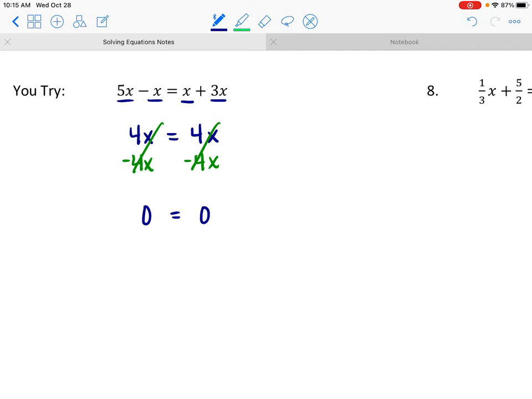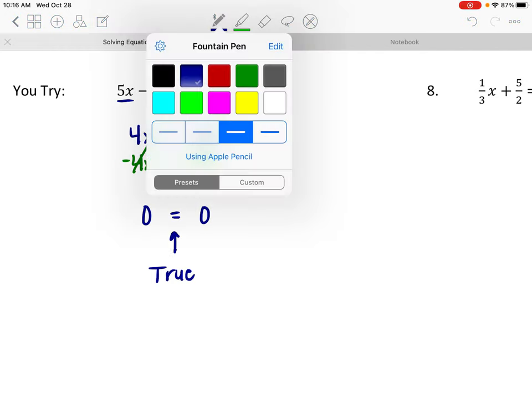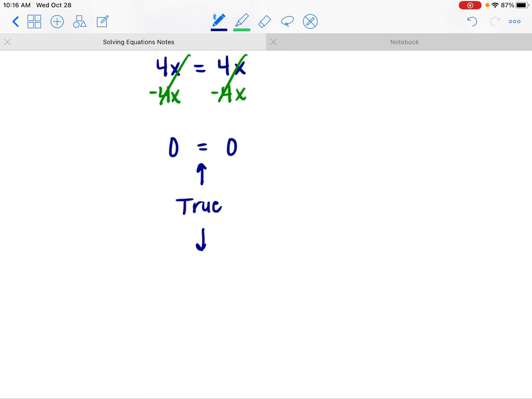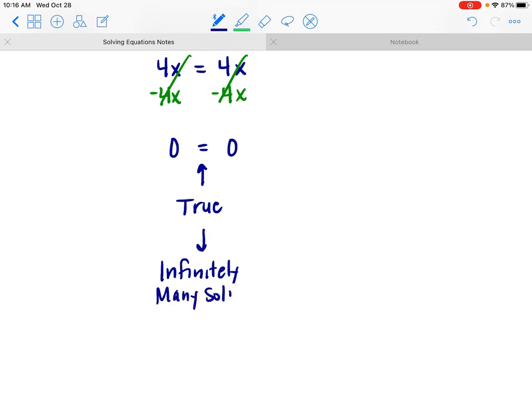Which means no matter what I plug in for x, I'm going to get the same thing on both sides, right? Look at it at this step right here. No matter what I plug in for x and multiply by 4, I'm going to get the same thing on both sides. So this equation is going to have infinitely many solutions. 0 does equal 0. That true statement tells me that this equation has infinitely many solutions. Okay, so that's that.